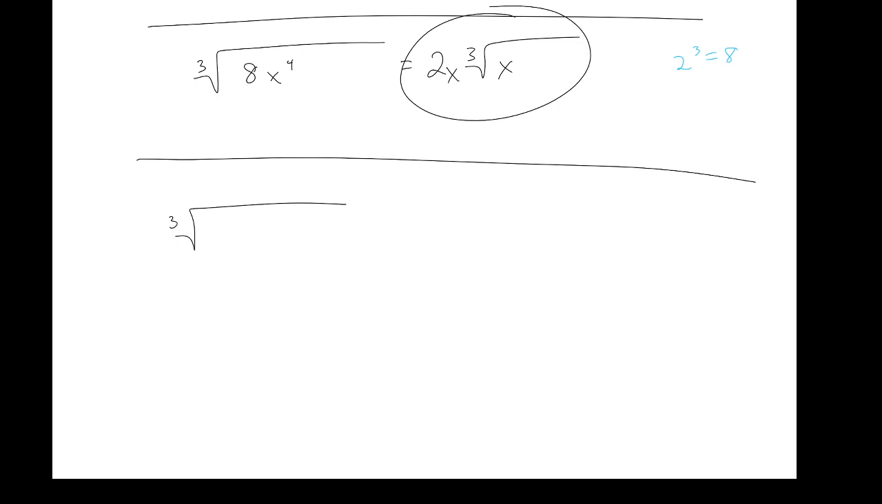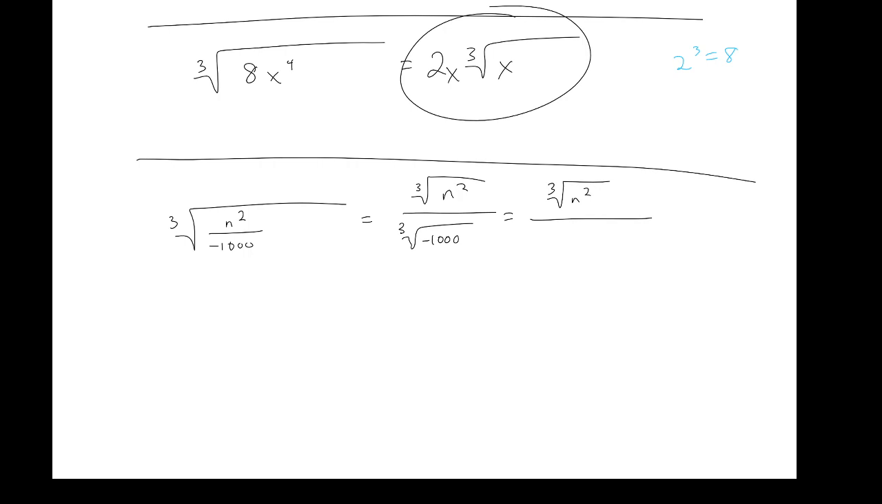Cube root of n squared over negative 1,000. Can we take a cube root? Because what we have here is the cube root of n squared over the cube root of negative 1,000. We can't take a cube root of n squared, right? 3 does not go into 2, so this guy's stuck.